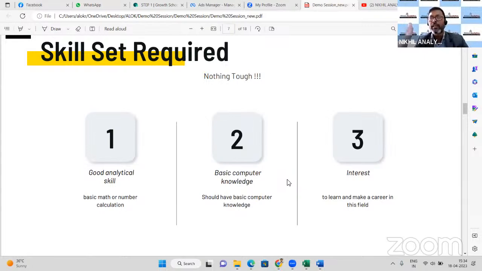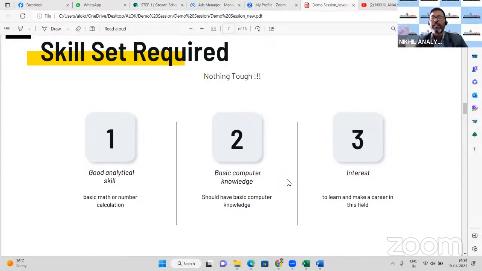Why is the calculation important? Because we have to evaluate which solution is cost effective, which solution is resource effective, and which solution will take less time as well. So to do this type of analysis, we require strong mathematical skills as well. The second skill is basic computer knowledge.